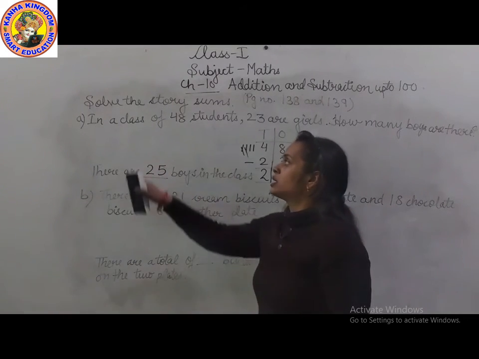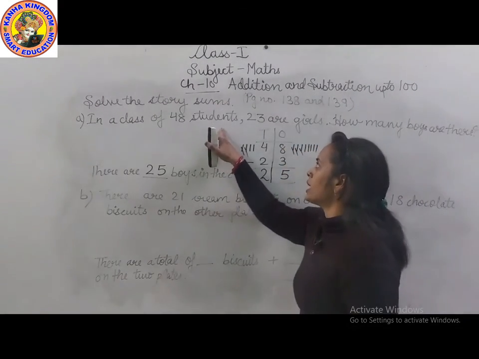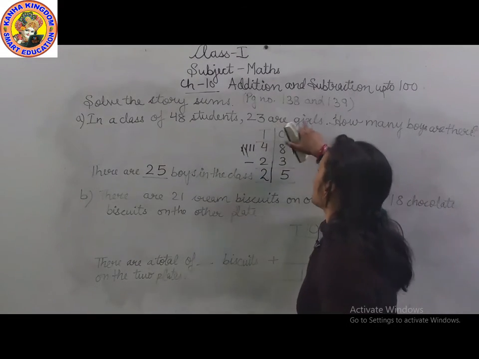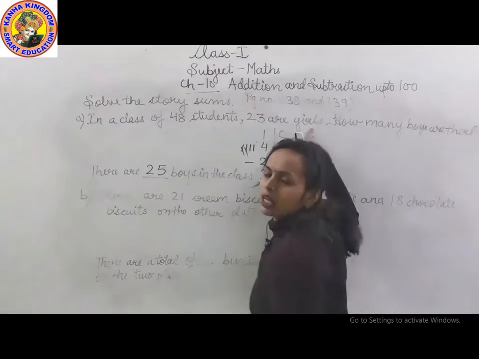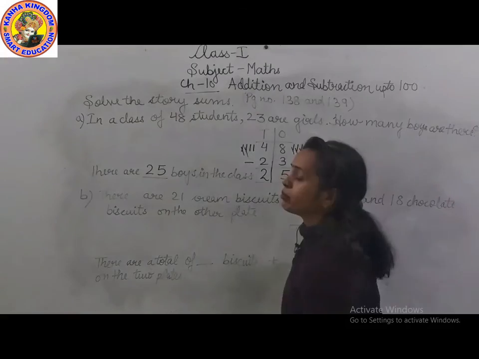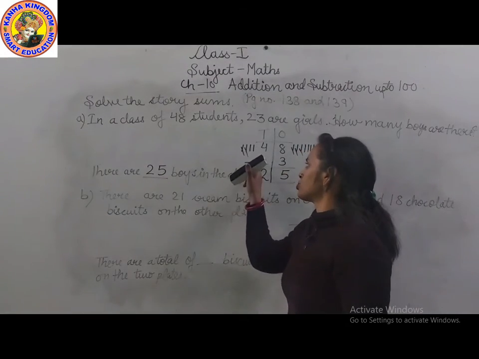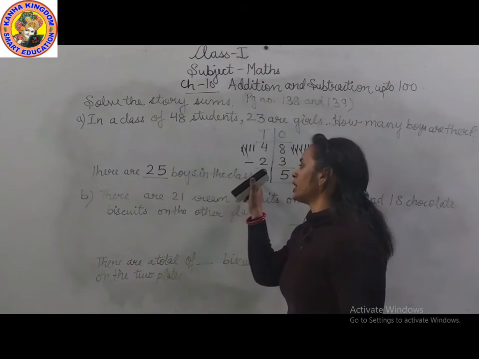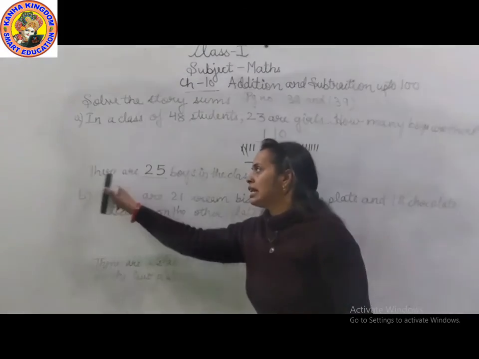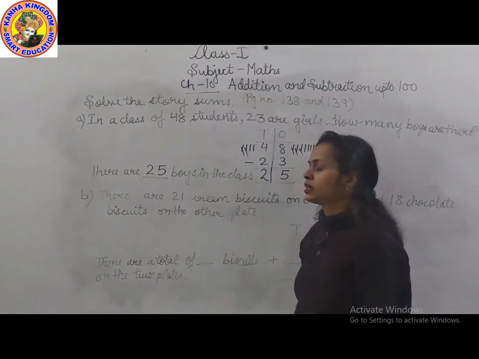Our question is, in a class of 48 students, 23 are girls. So how many boys are there? 48 minus 23 equals 25. There are 25 boys in the class. Okay?